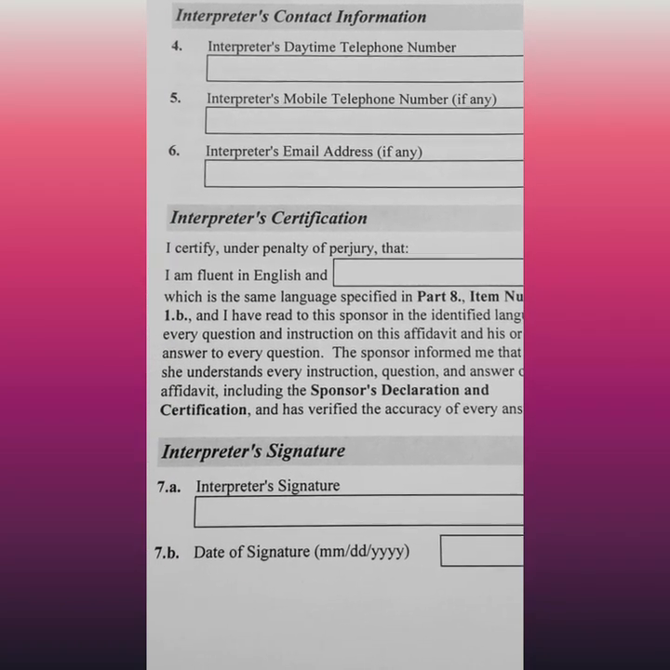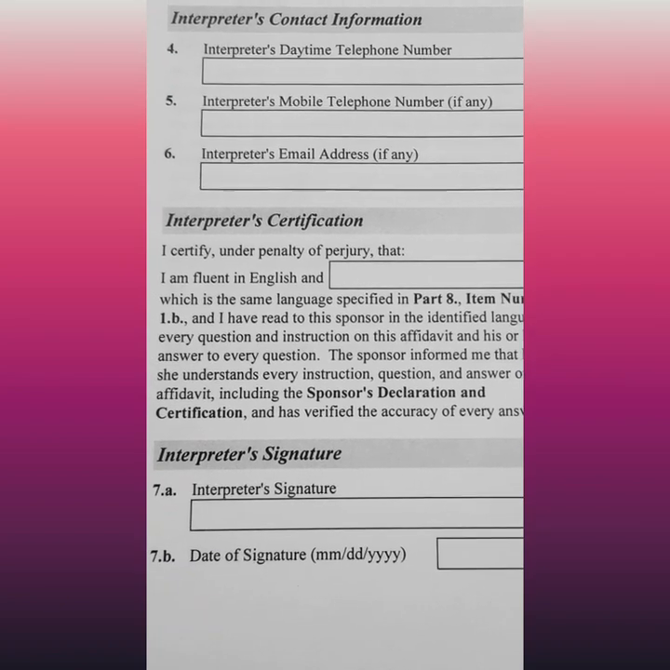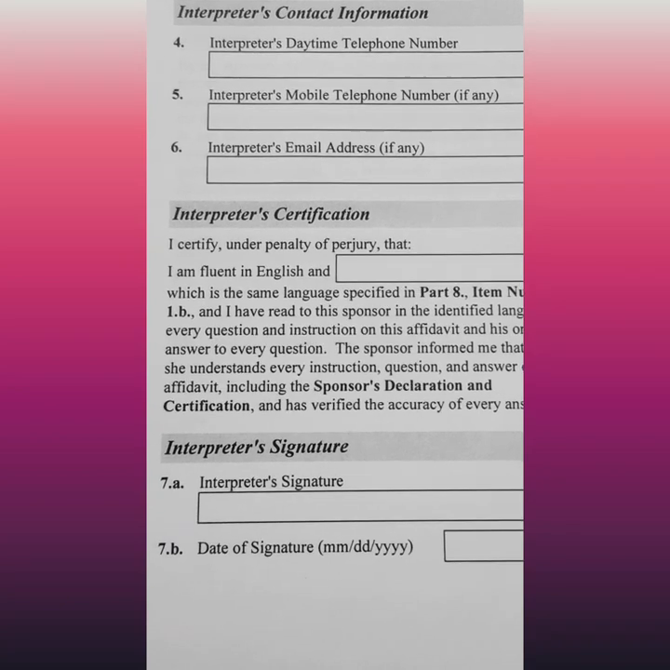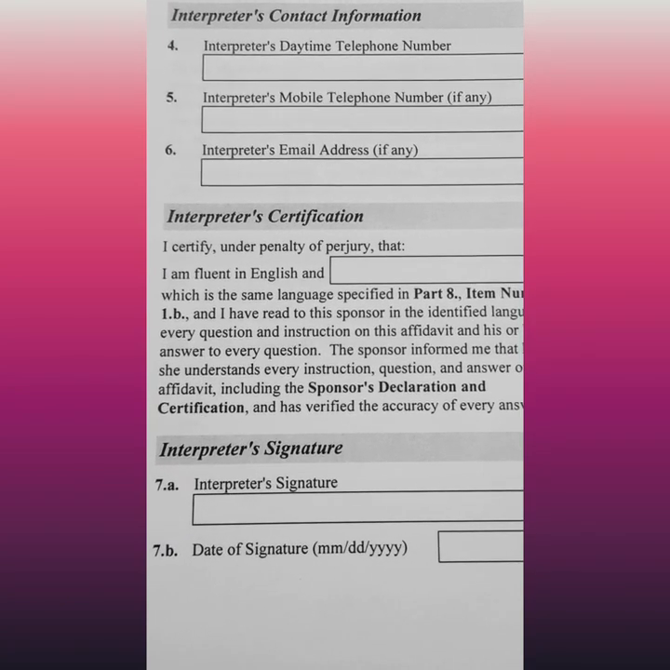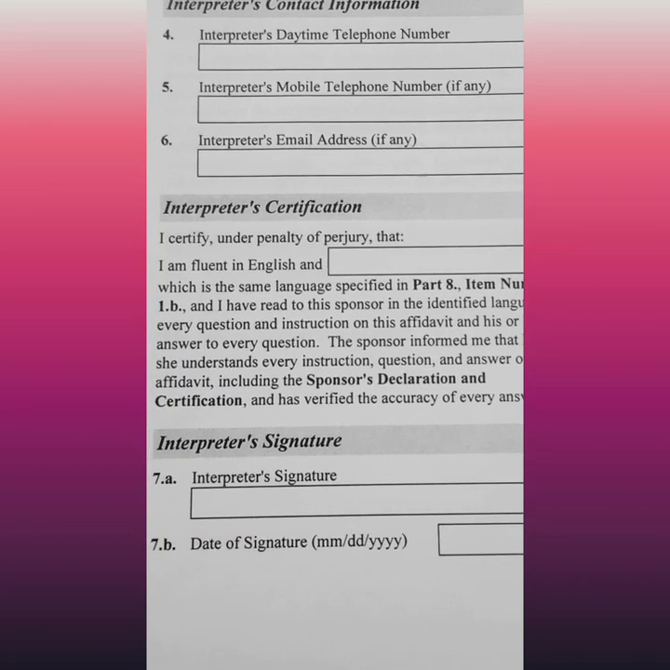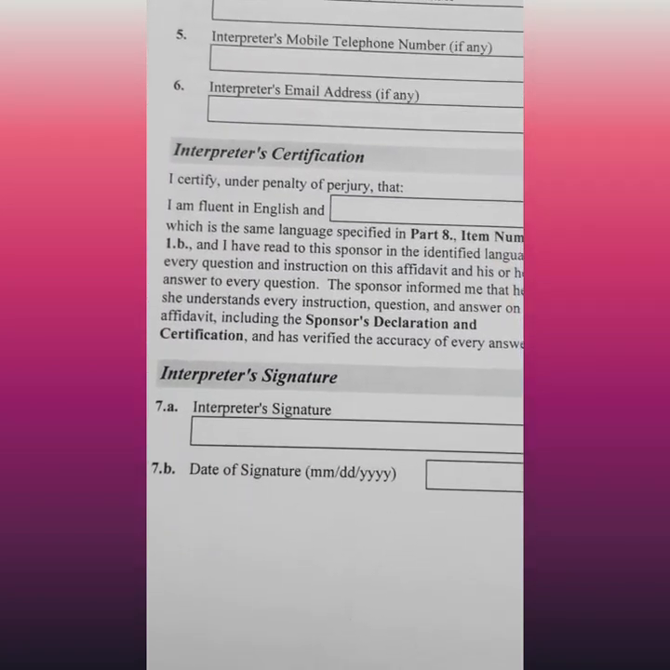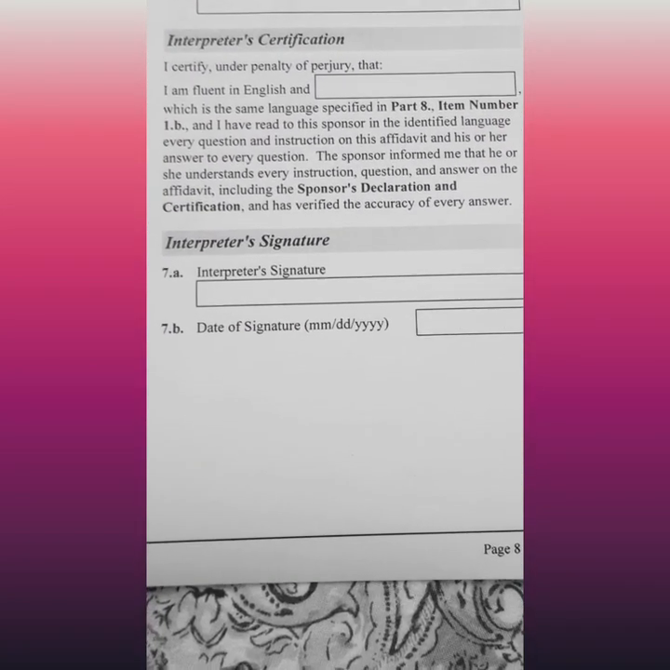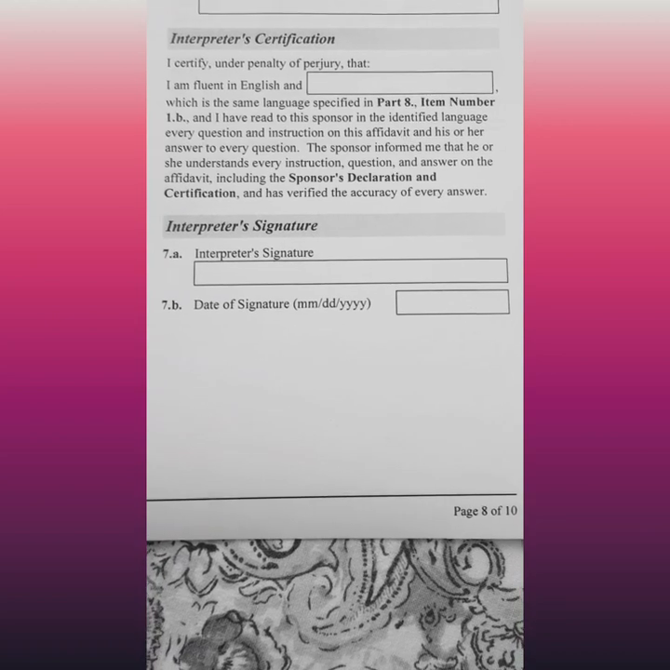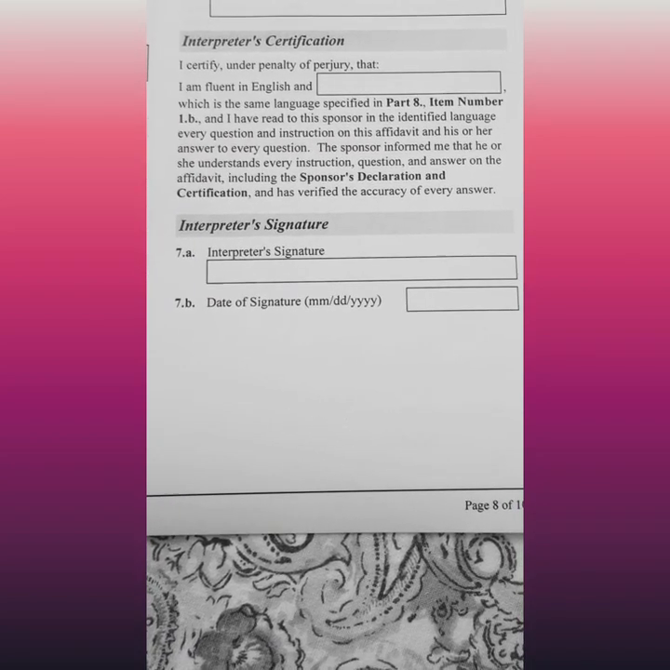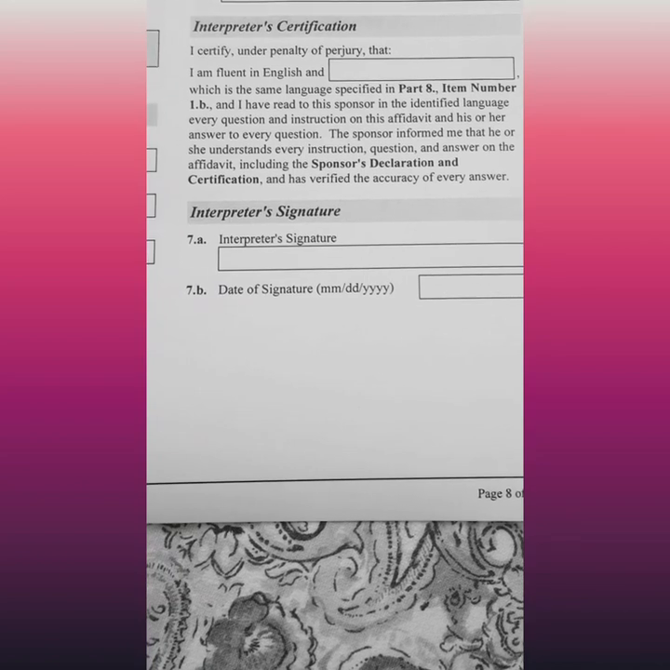We move over to the interpreter's contact information. Same thing we did for the sponsor's contact information. They need their daytime telephone number. They need their mobile telephone number on number 5. Number 6 is the interpreter's email address. The person who interpreted this form, they need the email address of the person. So, interpreter certification. You have to put it in the box right there. The interpreter has to read this and put in the interpreter certification in the box.